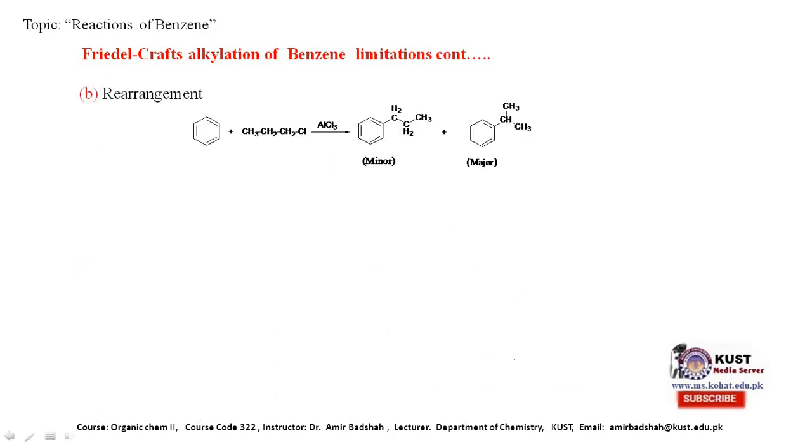Similarly, a rearrangement is also possible. For example, if we want to add an n-propyl group to the ring, the formation of this compound is not possible.